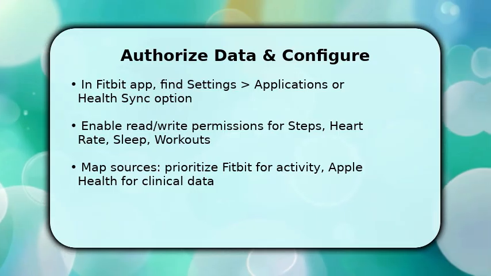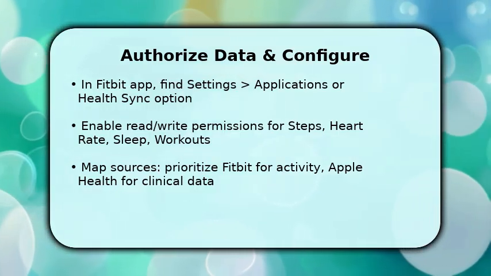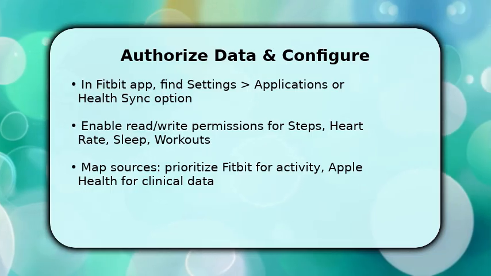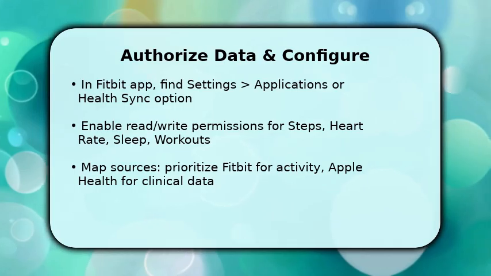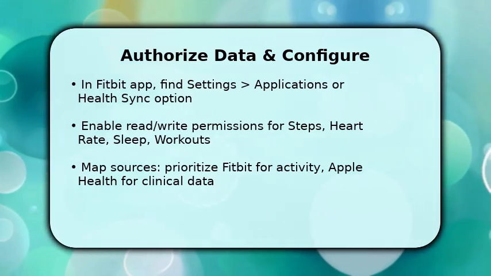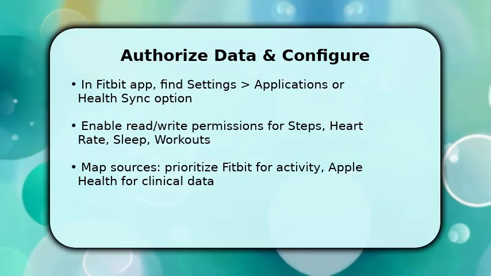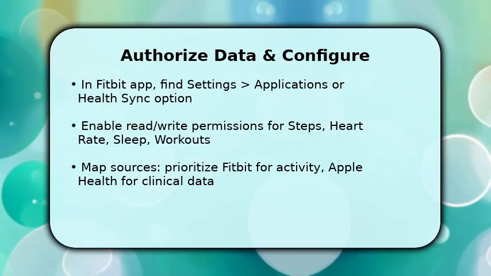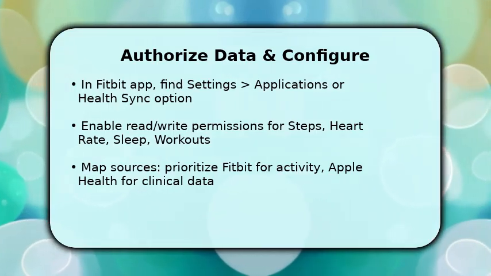Once there, toggle Read and Write for key categories like steps, heart rate, sleep, and workouts. Make sure you explicitly allow both read and write where needed so data flows bidirectionally. After granting permissions, check Health app sources to confirm Fitbit appears and set priority for conflicting metrics. This mapping prevents duplicate entries and keeps the timeline accurate as both systems exchange data.